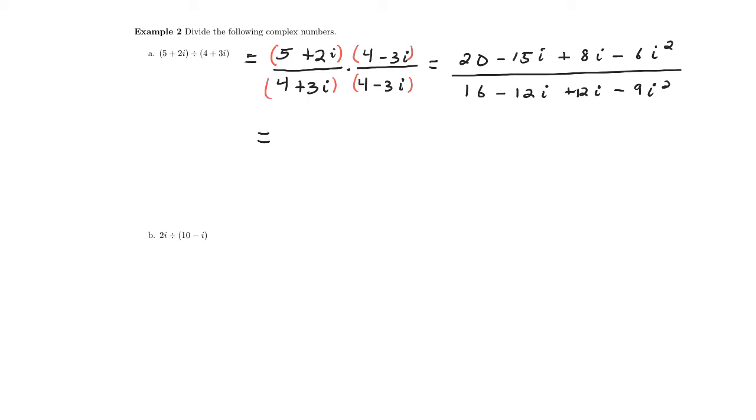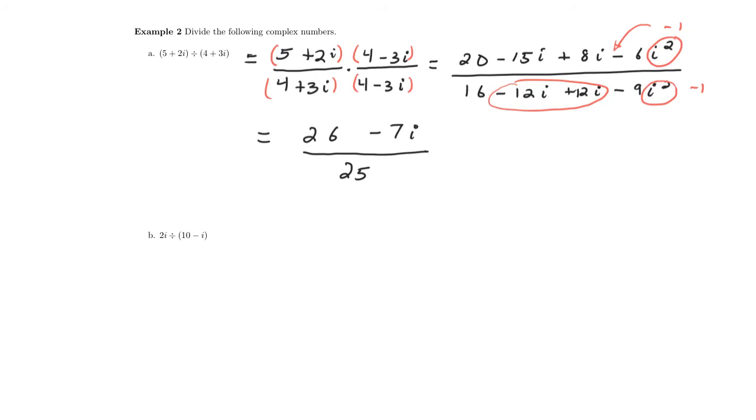Looking at several pieces, again, this is going to be a negative 1, which is going to make this a positive 6. When I combine that with the 20, I get 26. And then I have negative 15i plus 8i, which is a negative 7i. And in the denominator, these two pieces are 0. But here, again, I get this other negative 1, which changes it to a positive 9 at the end. And so we have 9 and we have 16, which gives me 25.